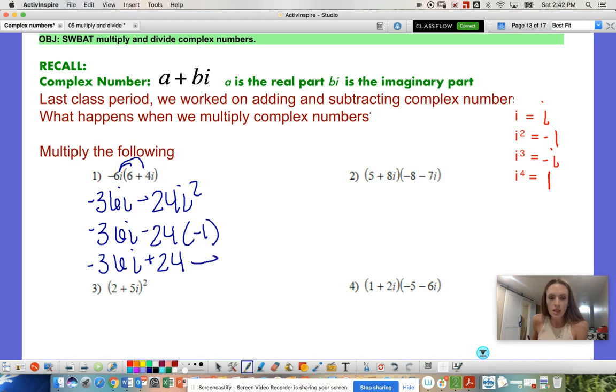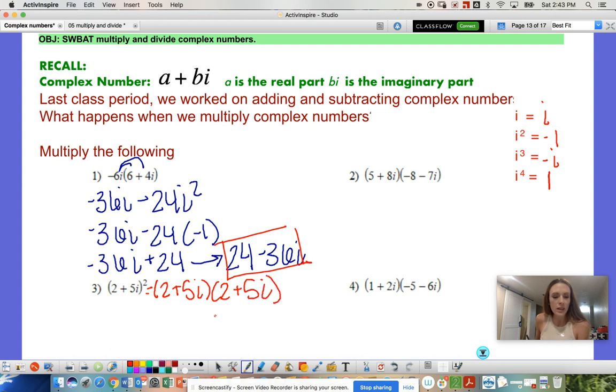Okay, so this is not a standard way for an answer, so we'll change the real number to the front and put the imaginary number in the back. 24 minus 36I. So for this one, this actually means 2 plus 5I times 2 plus 5I, right? We cannot distribute an exponent, which we've talked a lot about in class.